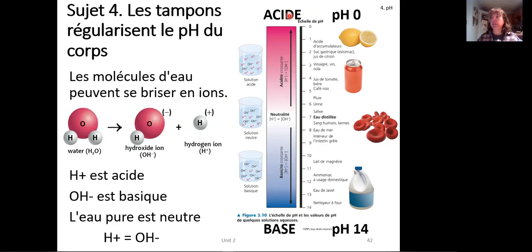pH of 0 is acidic. That means it's only made up of hydrogen ions, which are acidic. pH of 14 is basic. That means it's only made up of hydroxide ions. So, what's something that is acidic? A lemon. You can tell on your tongue when you taste it that it has a bite to your tongue. It's acidic.